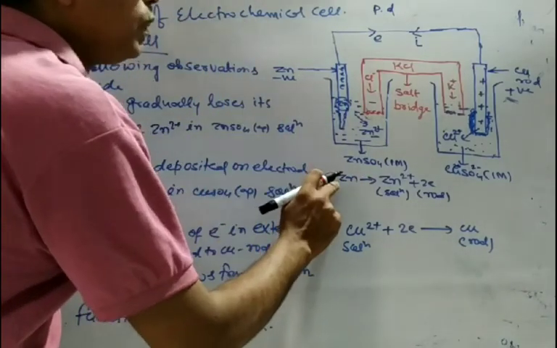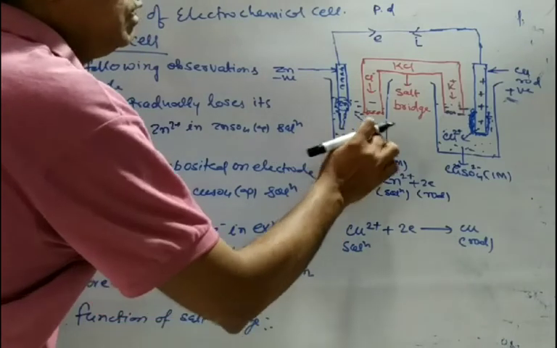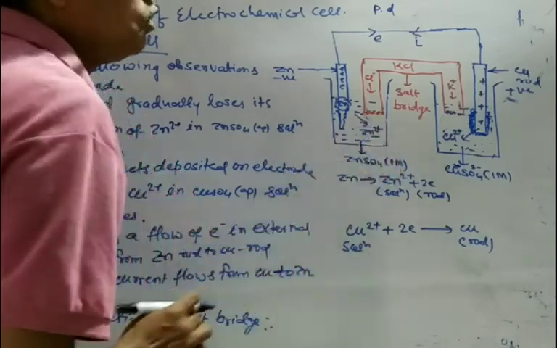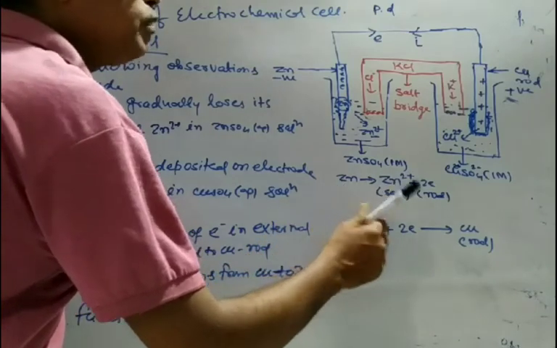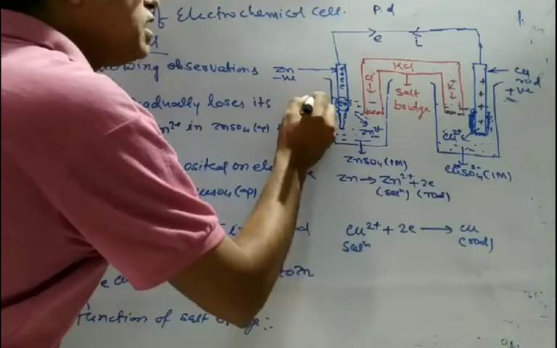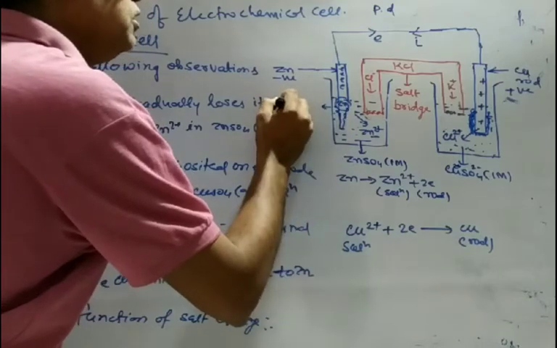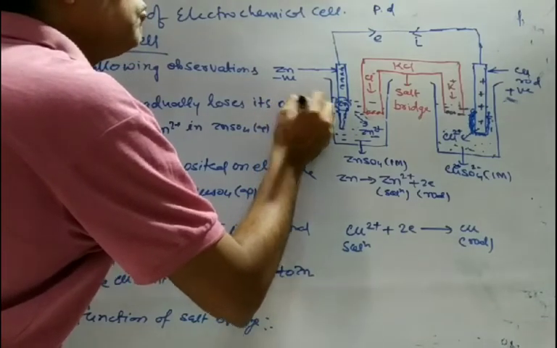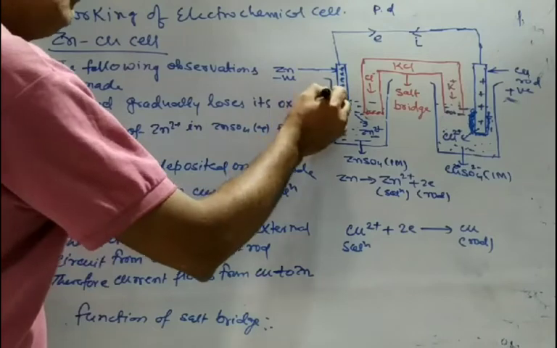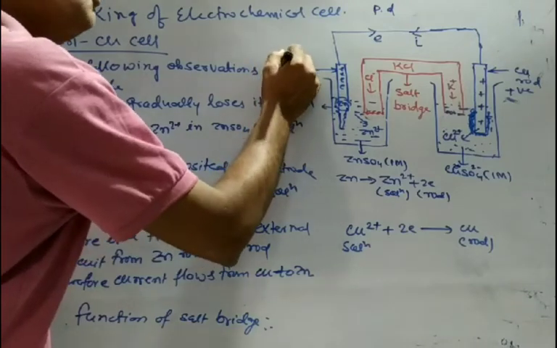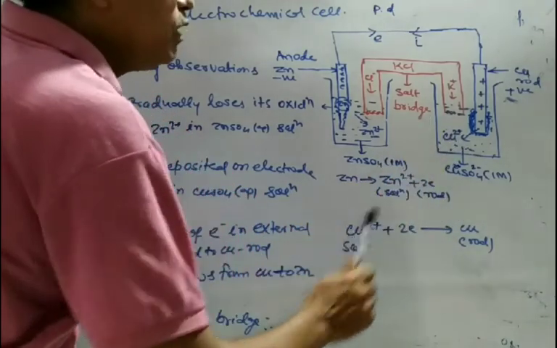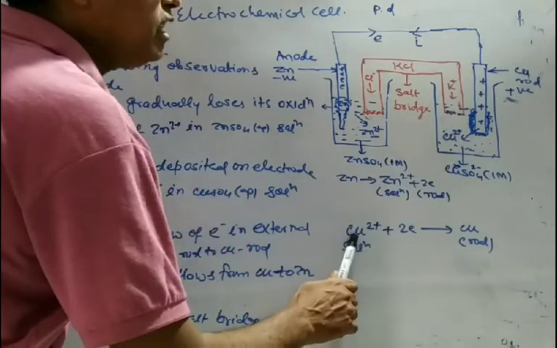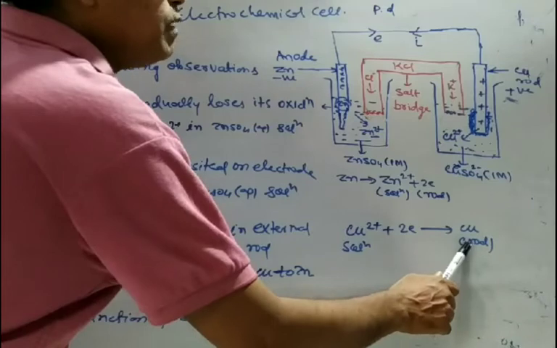Here you can see in this compartment, in ZnSO4 solution, Zn gets converted into Zn2 plus ion. Therefore, what type of reaction takes place? Oxidation. This is oxidation. And the electrode where oxidation takes place is known as anode. Therefore, it is known as anode. And in this compartment, what reaction takes place? Cu2 plus ion gets converted to Cu. Reduction takes place.